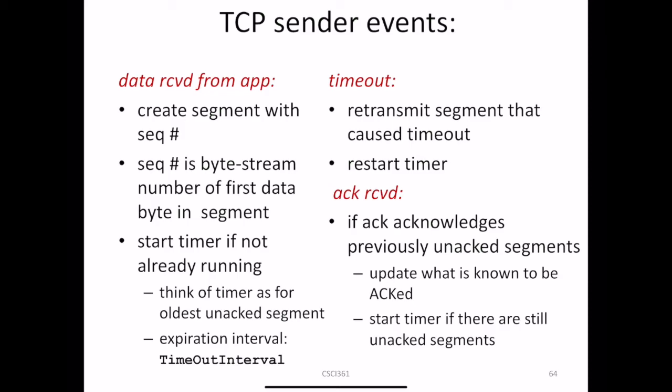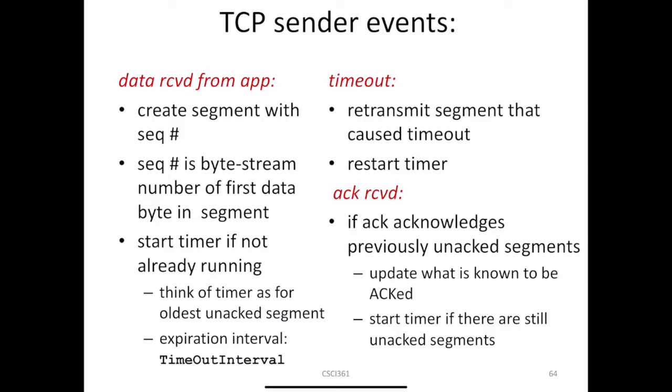So still here, the timer is exactly the same as the timer we used in the Go-Back-N solution. The timer starts from the oldest unacked segment. The expiration interval is based on the timeout interval, and in the previous slides, we already know how to calculate this timeout interval. So when the timeout happens, it just retransmits the segment that caused the timeout.